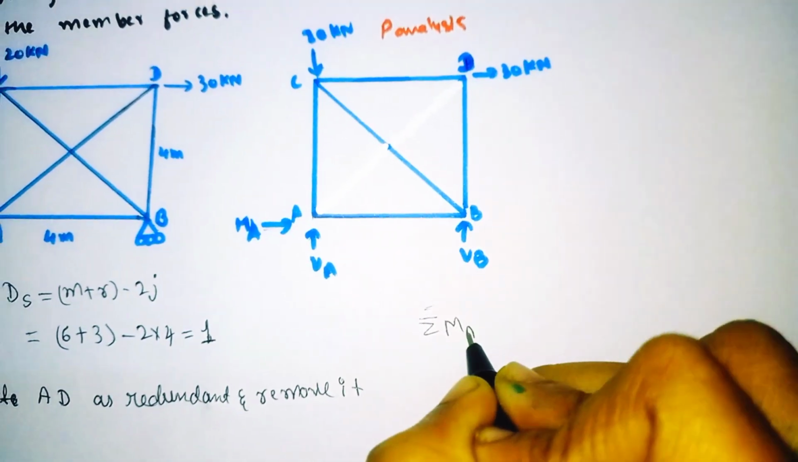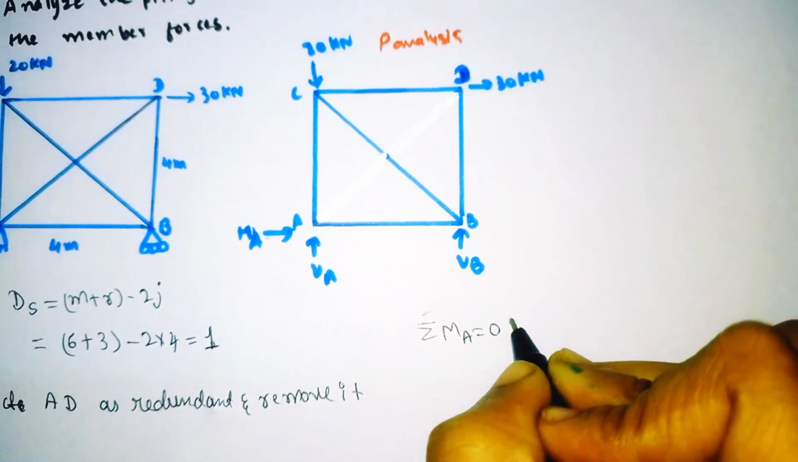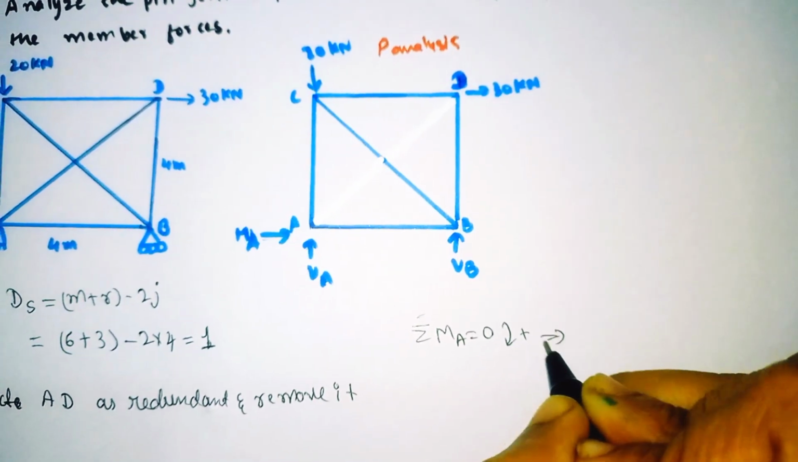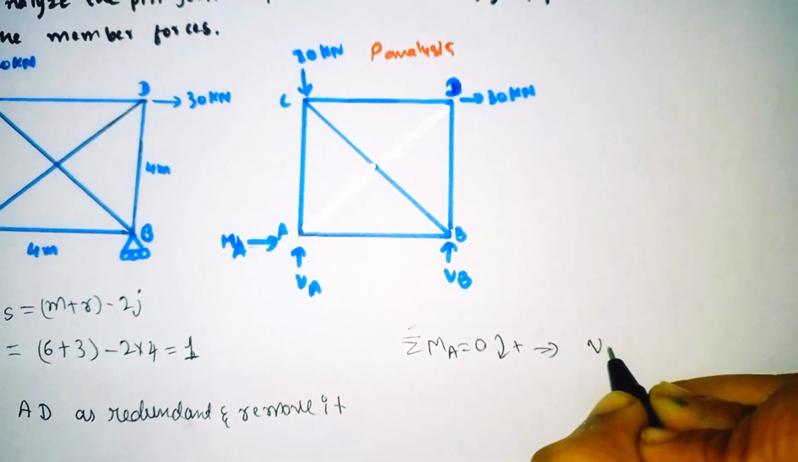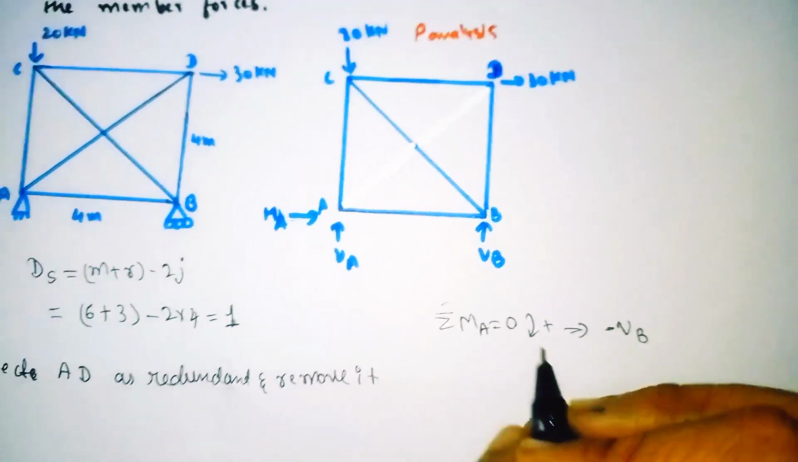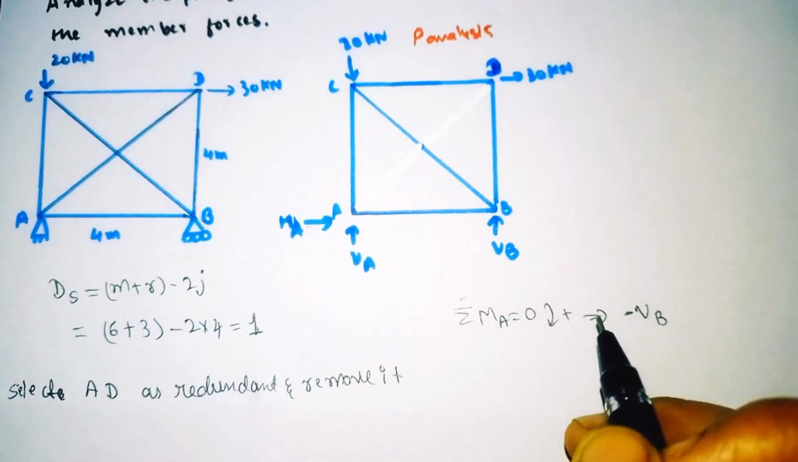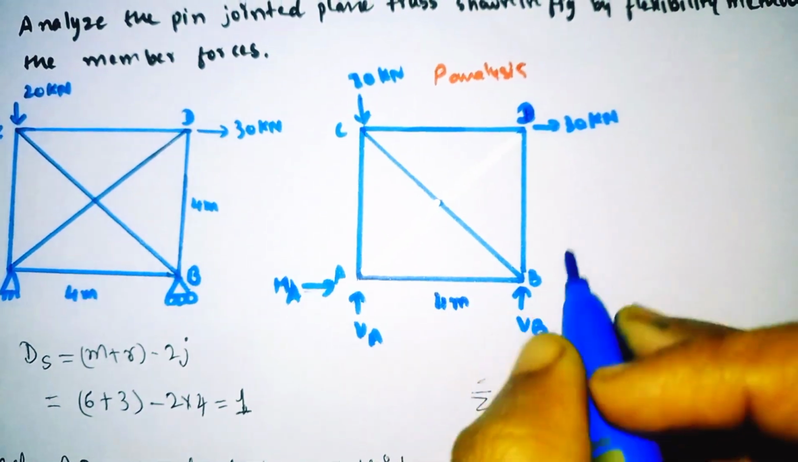Summation of all the moments about A is equal to 0. Clockwise we need to take as positive. So here VB is going like this, now anticlockwise. So minus VB into, at a distance of 4 meter. I will write it here. It has a distance of 4 meter.